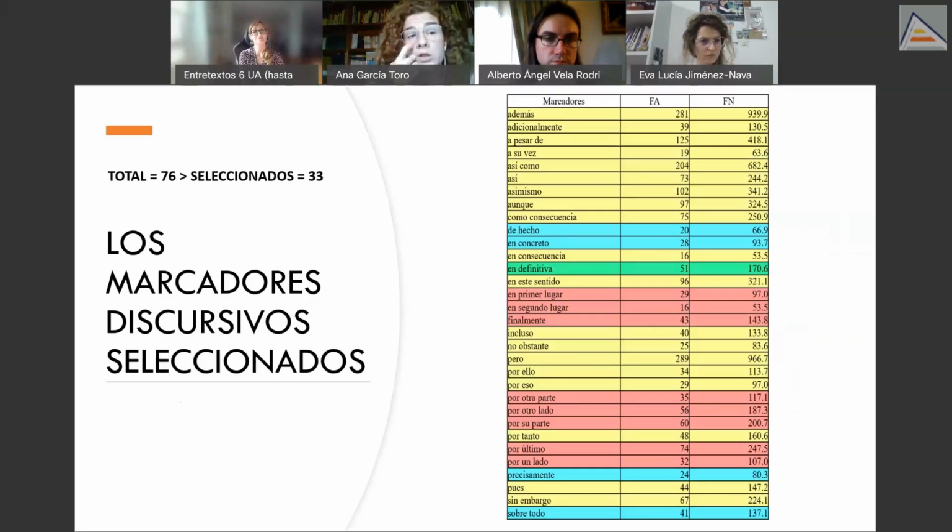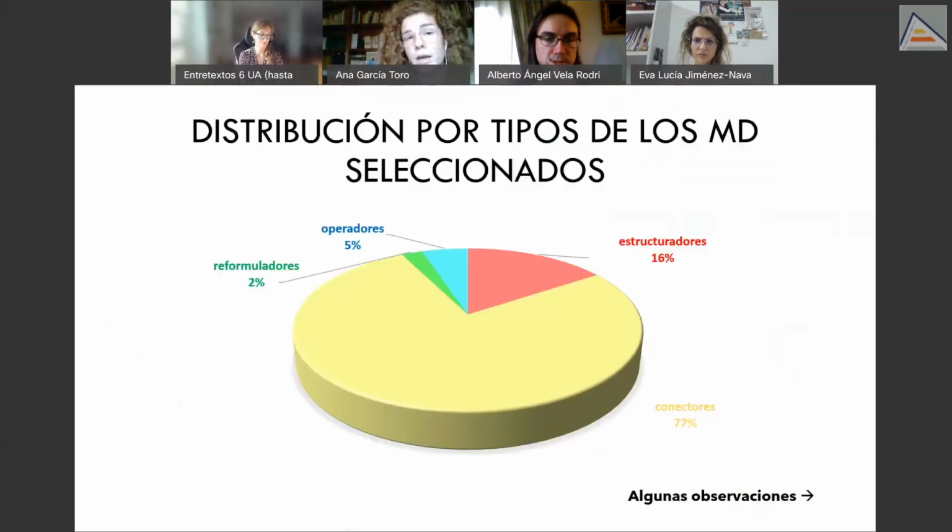Aquí vemos que del total de los 76 marcadores fueron seleccionados 33, que mostramos en esta lista con su frecuencia absoluta y normalizada, que son los que vamos a analizar en los resultados. De la distribución de estos 33 marcadores vemos que no ha habido grandes cambios con respecto a los 76. Los conectores siguen siendo los más importantes y los más frecuentes, seguidos de los estructuradores, y vemos que los reformuladores tan solo son un 2%. En este caso solo hemos encontrado un reformulador de reconsideración con una frecuencia normalizada suficientemente alta, que era en definitiva, y por tanto sus resultados no son fiables, pero sí podemos crear ciertas tendencias.